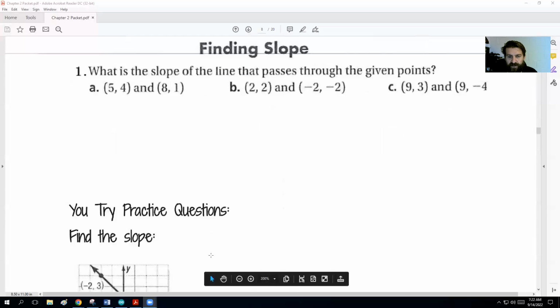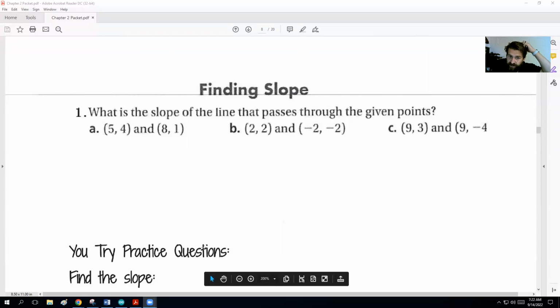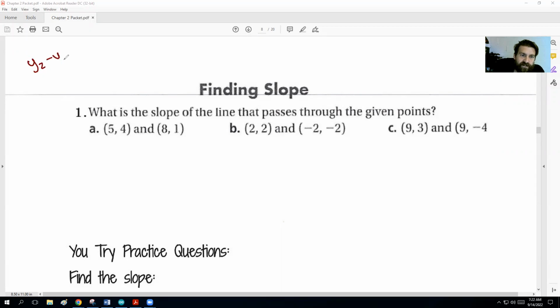All right, so the last thing we're going to do here before you practice some problems on your own is to find the slope given 2 points. So we're going to use the equation of y sub 2 minus y sub 1 over x sub 2 minus x sub 1. We'll do the first one together, and then if you want to pause the video, try it on your own, you sure can.